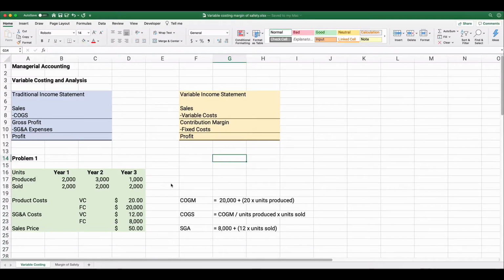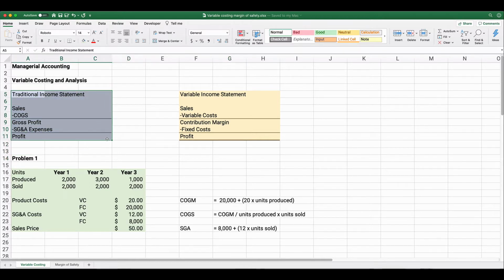Hello and welcome. Today we're looking at managerial accounting, or principles of accounting: variable costing and analysis. All right, one thing that happens is our traditional income statement looks like this.